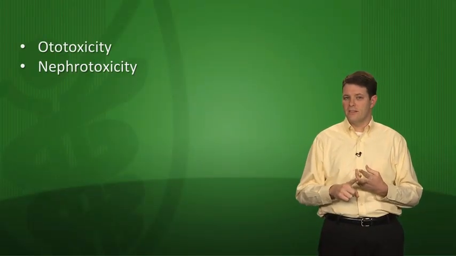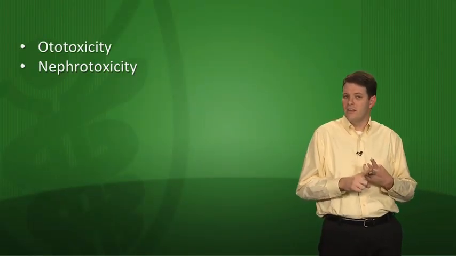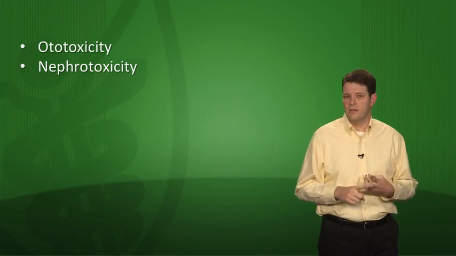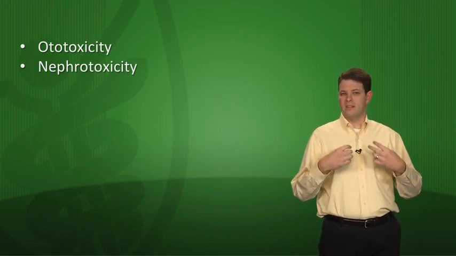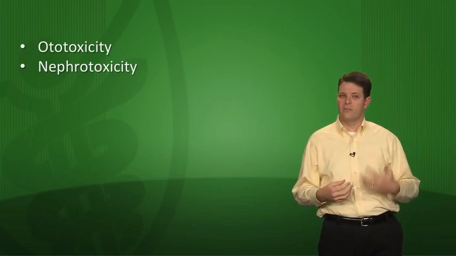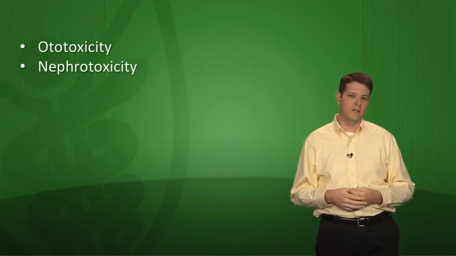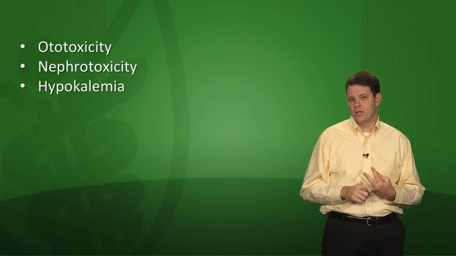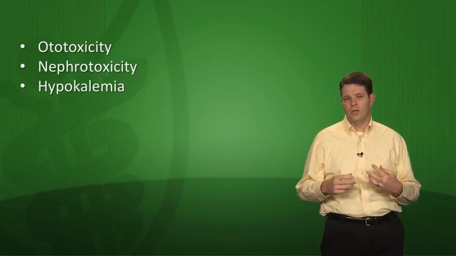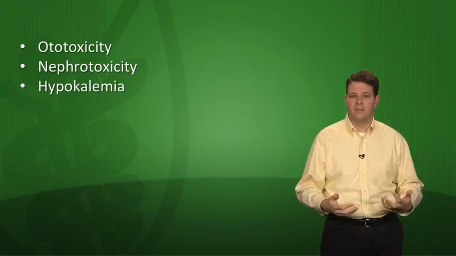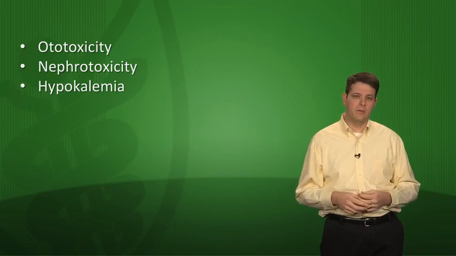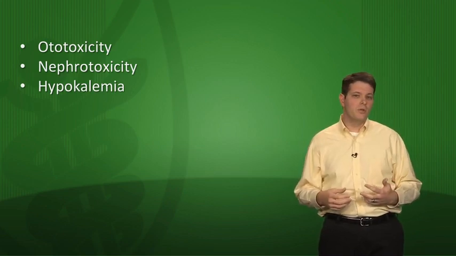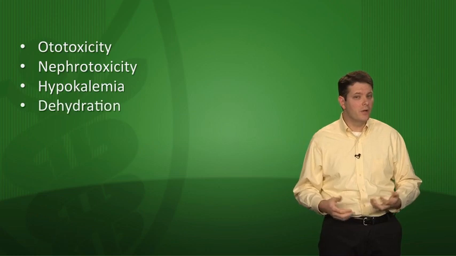Then for the side effects of loop diuretics, you can see ototoxicity and nephrotoxicity, similar to the aminoglycosides and also similar to vancomycin. So if you give a loop diuretic plus an aminoglycoside, you can really increase the risk of ototoxicity and nephrotoxicity. Hypokalemia is another important toxicity of loop diuretics you should know about. Patients on loops are going to be excreting a lot of potassium, and they could potentially become hypokalemic. And obviously, when you're losing a lot of fluid, you can become dehydrated.